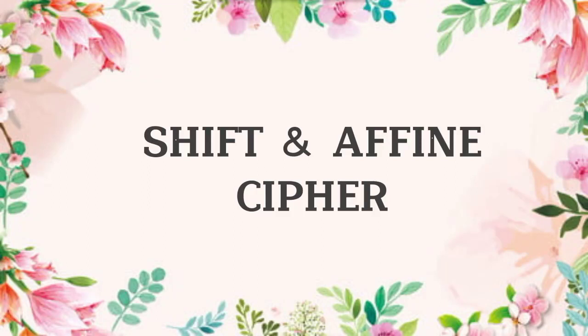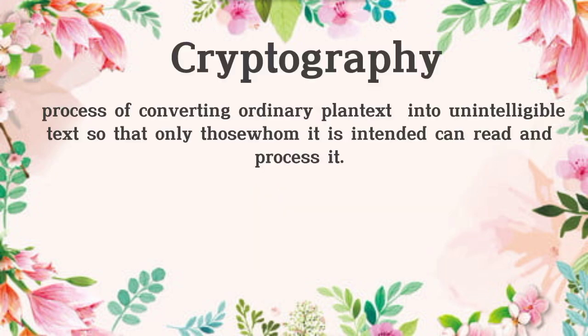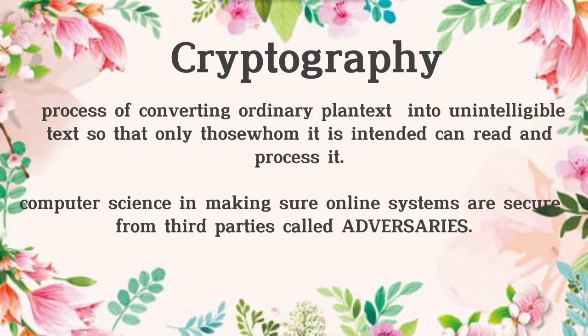Hello and welcome to this short tutorial on how to use Caesar Cipher and Affine Cipher. Cryptography is the process of converting ordinary plain text into unintelligible text so that only those for whom it is intended can read and process it. This has very important applications in computer science in making sure online systems are secure from third parties called adversaries.